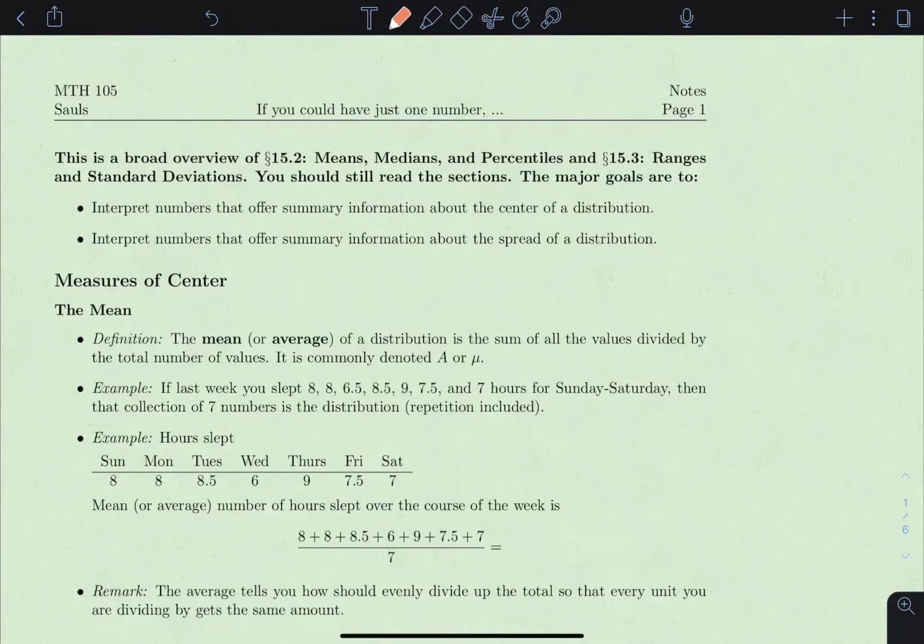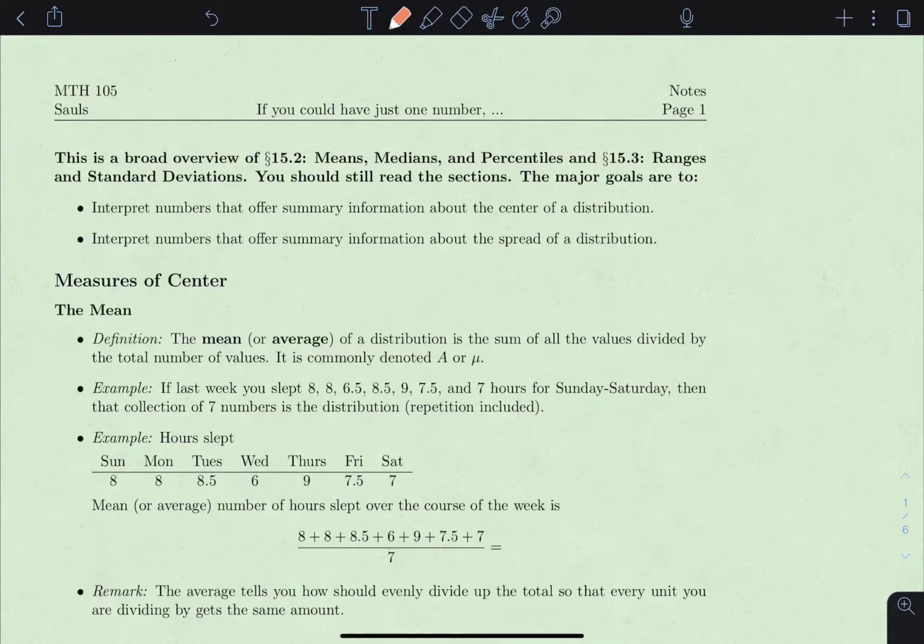So in this sequence of videos, we'll discuss numbers that summarize a data set. We'll start with means and medians, or the measures of center, and then we'll discuss measures of spread, including the range and the standard deviation. The sections of the book are 15.2 and 15.3. You should still read those sections because there's more in the book than there is just in these videos.